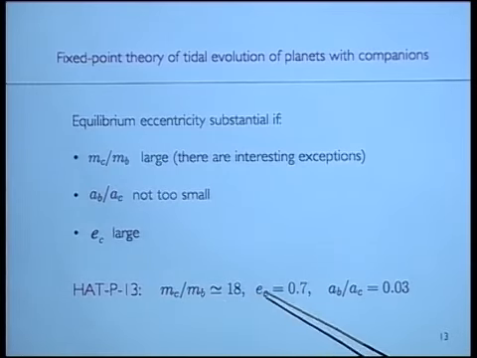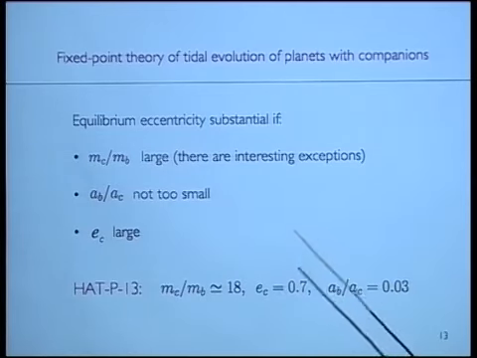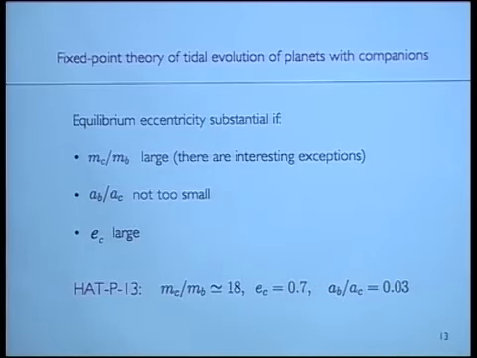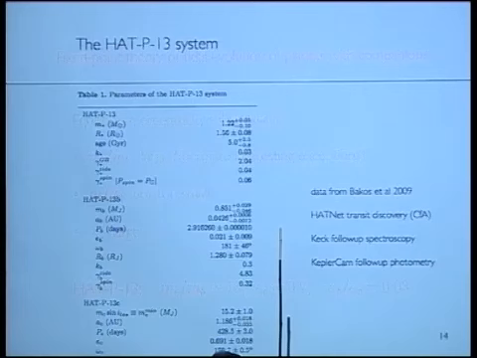The outer body probably doesn't even deserve the name planet if you take 13 Jupiter masses as your boundary. Its minimum mass is 15 Jupiter masses. The inner one's about 0.8. The eccentricity of the outer planet is 0.7, and the ratio of semi-major axes is 0.03. So the outer guy is about one and a bit AU away.